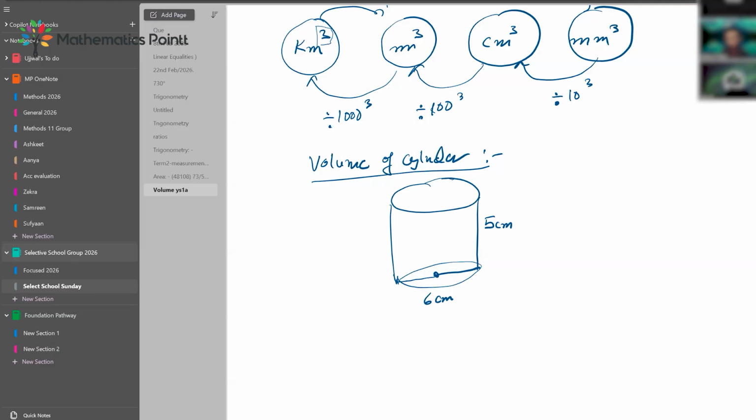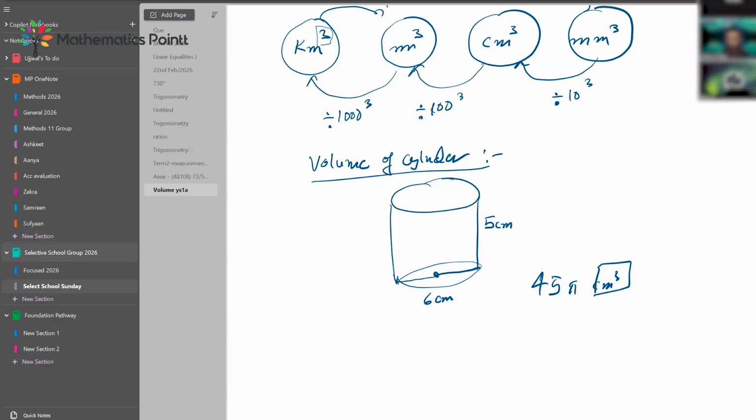All right. So the answer is 45 pi centimeter cube. Anyone who's missed writing centimeter cubes, probably the answer will not be accepted. Please make sure that you have the units associated with your answer. 45 pi centimeter cube. And then you can plug in pi to get the answer.